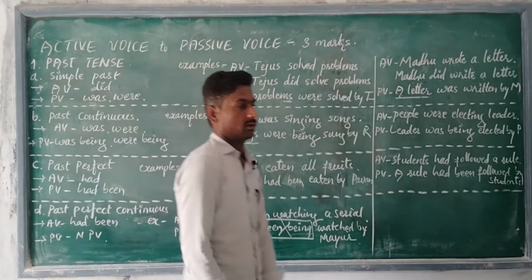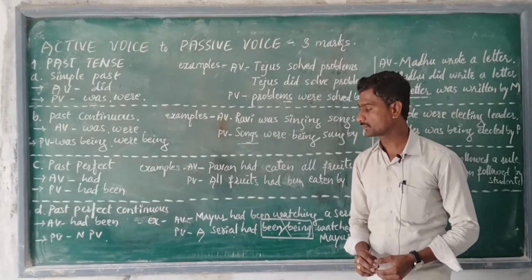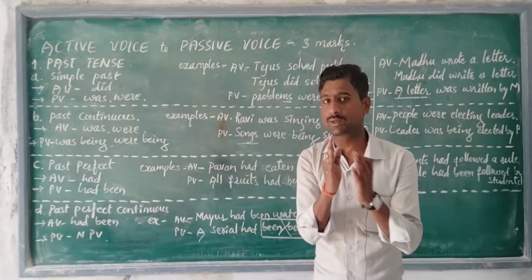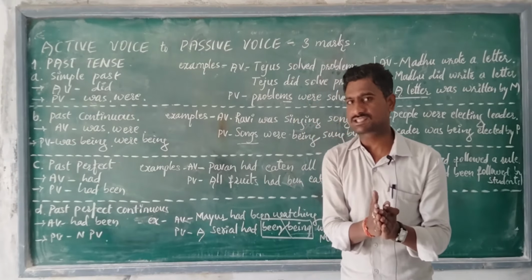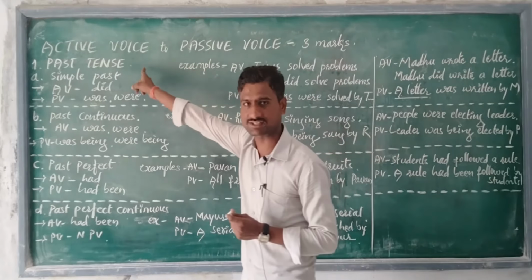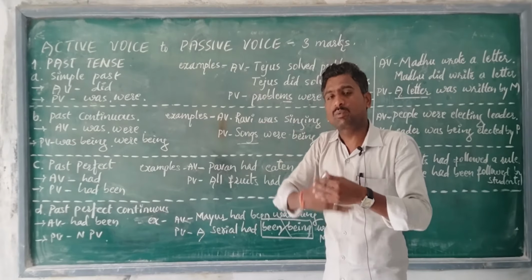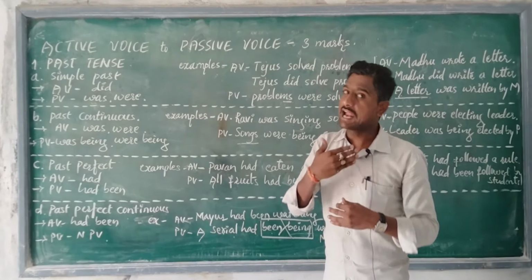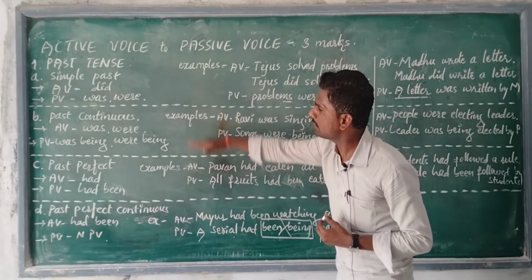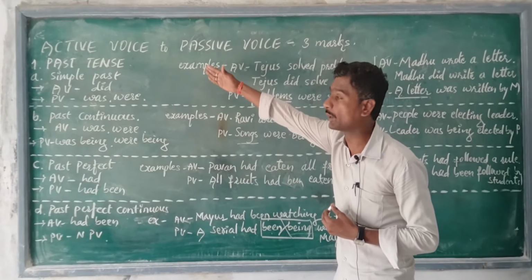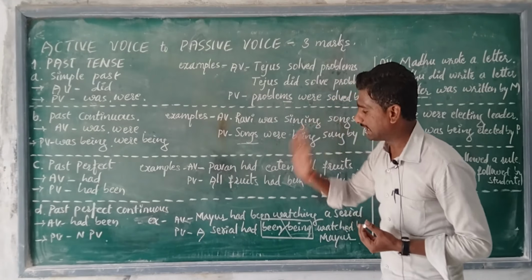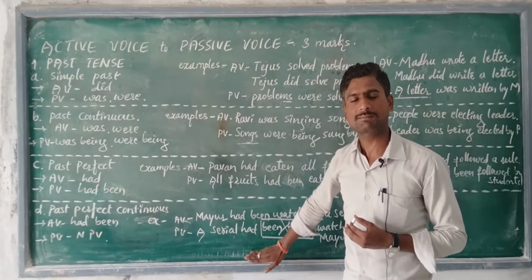So, as a result, the active voices are possible in the fourth part, but the passive voices are not. So we can't write the passive voices in the fourth part of past tense. That means we can write active voices only. But apart from this, in all three other parts of past tense, we can write the active voices and the passive voices. But in the fourth part, we can't create the passive voices.